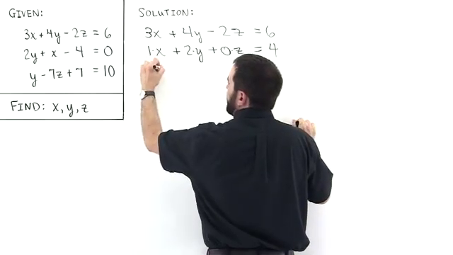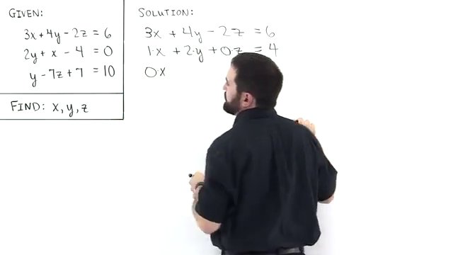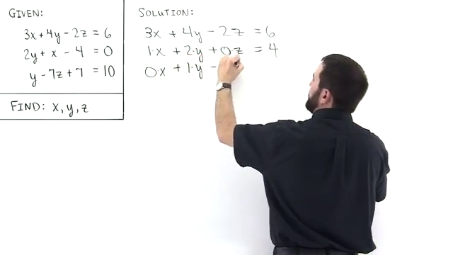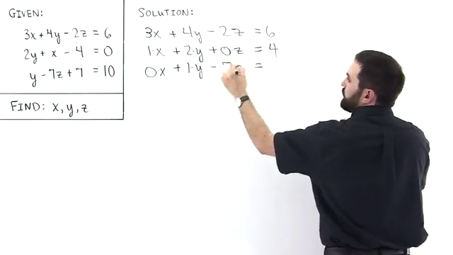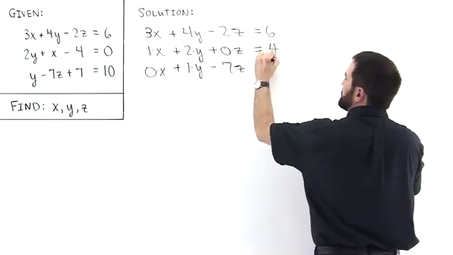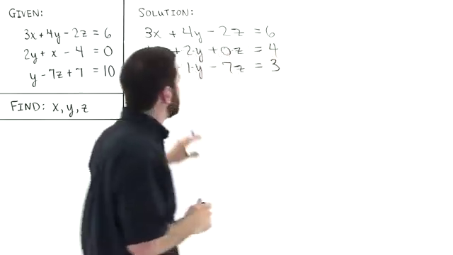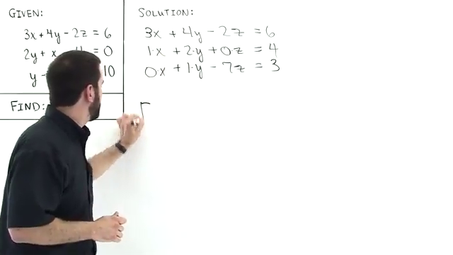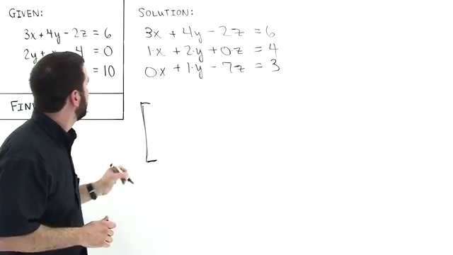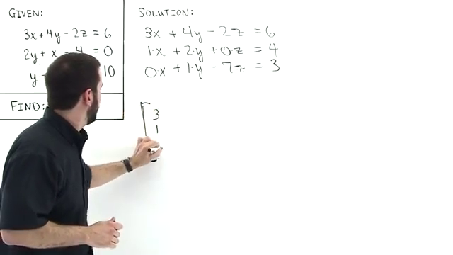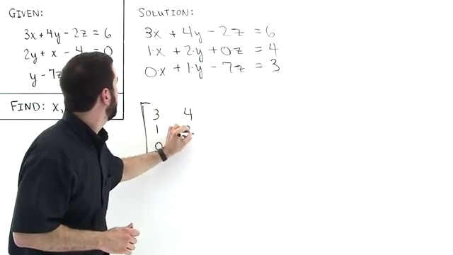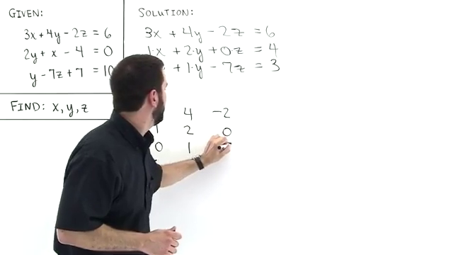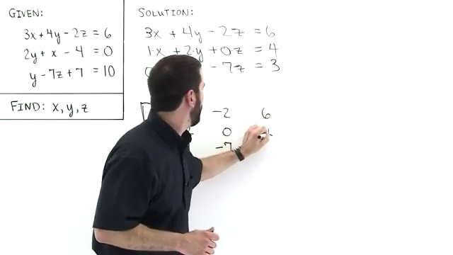Then we have 0 times x, because there's no x in this equation, plus 1 times y minus 7z equals, bringing the 7 over, 10 minus 7 is 3. So this system of equations can now be represented by a matrix. And that matrix will look like the following. You'll have a 3, a 1, and a 0, 4, a 2, and a 1, minus 2, 0, minus 7, and then 6, 4, and 3.